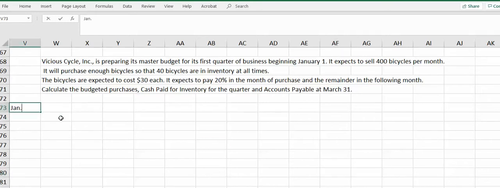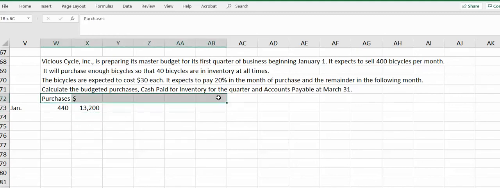In January, they're going to buy 440 bikes. The cost, the dollar amount for the purchases, is equal to $30 a piece times the number of bikes they're going to buy. So they're going to spend $13,200.